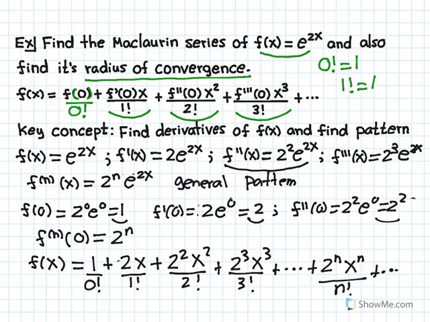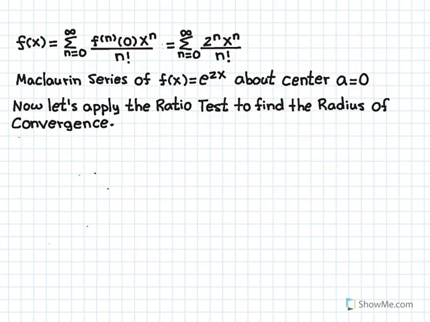So we can write this in compact notation. We can write the Maclaurin series of f of x equals e to the 2x. This is going to be the summation n equals 0 to infinity of the nth derivative evaluated at 0 times x to the power of n divided by n factorial. And we found a pattern, and it's going to be the summation n equals 0 to infinity of 2 to the power of n, x to the power of n divided by n factorial. This is the Maclaurin series of f of x equals e to the 2x about the center a equals 0. Now let's apply the ratio test to find the radius of convergence.